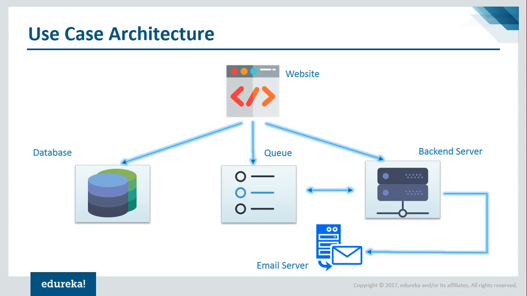Now, what the backend server will do is it will assemble the email and forward this request to the email server, and the email server will hence deliver the emails to you. Right, guys? So this is the architecture. Are we clear about this architecture, guys? Any doubts in this architecture?